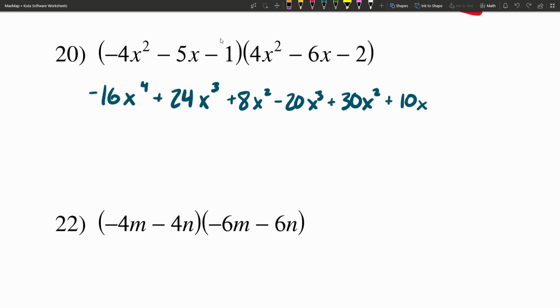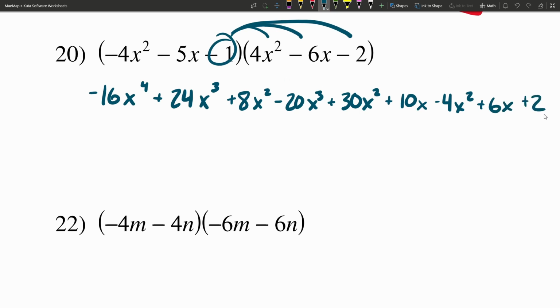And then finally, my last term in my first trinomial combined with all the terms in my second trinomial, negative 1 times 4x squared is a negative 4x squared. Negative 1 times negative 6x is a positive 6x, and negative 1 times negative 2 is a positive 2.